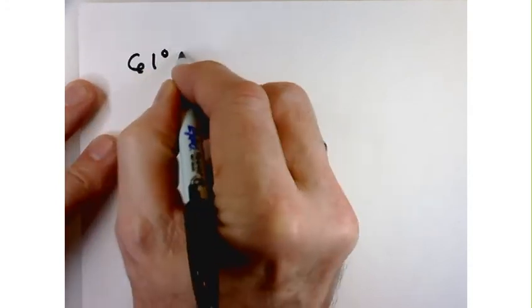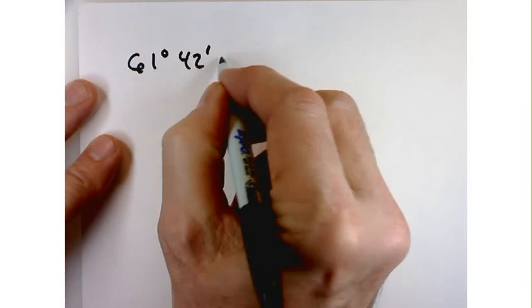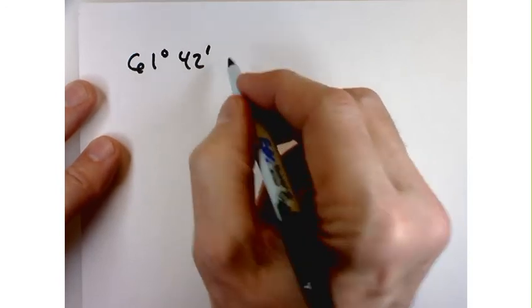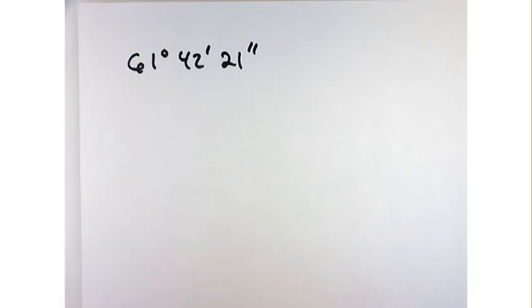So let's take 61 degrees, 42 minutes, and 21 seconds, and convert that to just degrees. And I'll give you a minute to work on it. If you're working on it at home, great. You can pause the video if you're watching this later and fast forward when you're done.